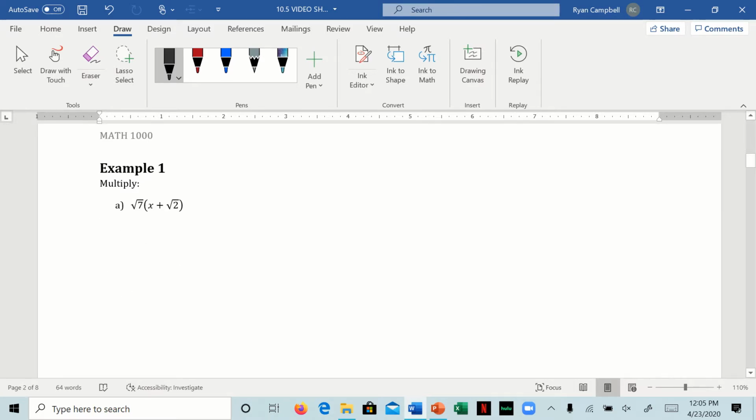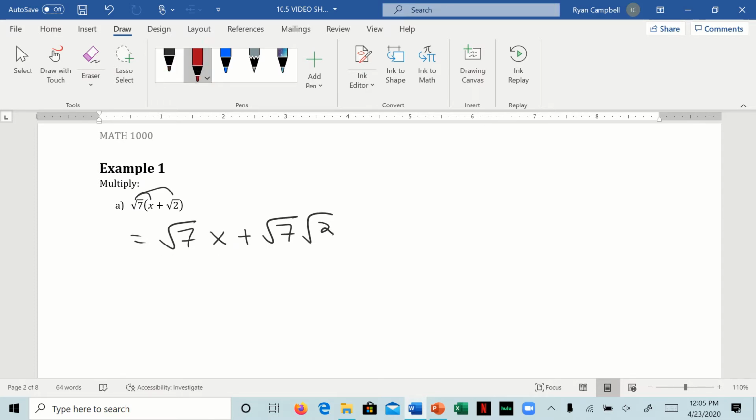All right, example number 1. So if we have the square root of 7 times x plus 2, you can just distribute that square root of 7. So you get the square root of 7 times x plus the square root of 7 times the square root of 2.